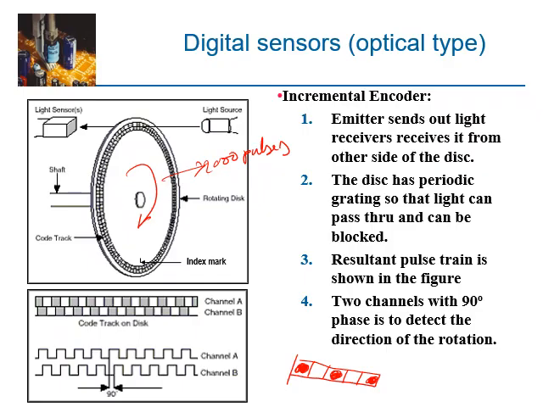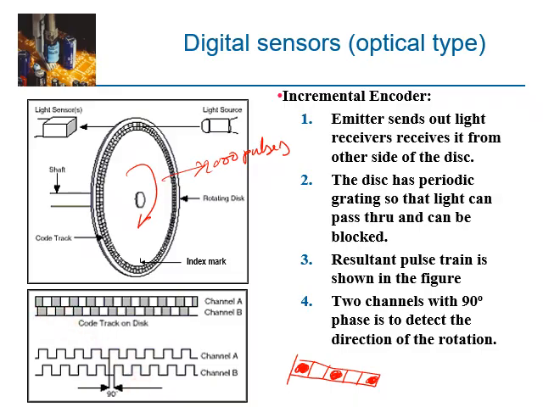However, you do not know whether it is rotating clockwise or counterclockwise, because in either direction you will just receive the same number of pulses. To overcome this problem, you add another channel, which is physically shifted. As you can see, these two are shifted physically. So you can see there is some physical shift in the design.